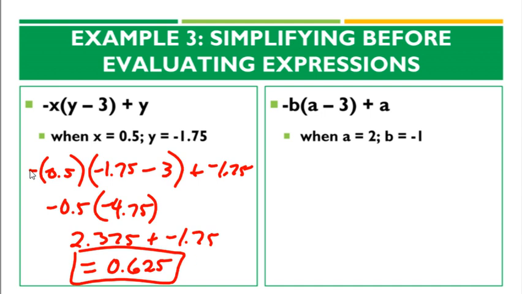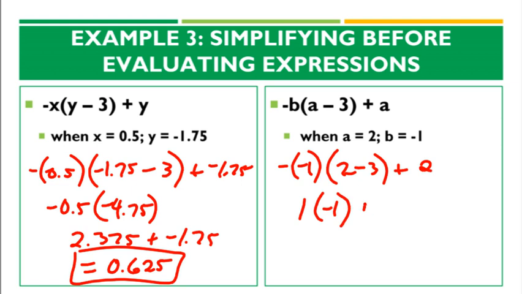Plug in 2 for A and -1 for B. So I have -1 times (A, which is 2, minus 3), plus A, which is 2. So -1 times -1 is 1. 2 minus 3 is -1. Plus 2. So 1 times -1 is -1, plus 2 will give us an answer of +1.